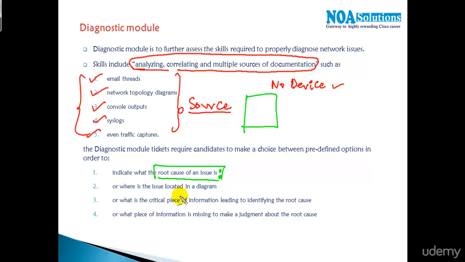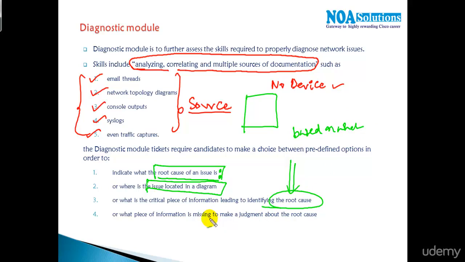Based on the output given, you may be asked to find the root cause of the issue, or where the problem exactly is in the diagram, on which router or which interface. Or you may be asked what the critical piece of information is that leads to identifying the root cause, which means which information in the output identifies the root cause.